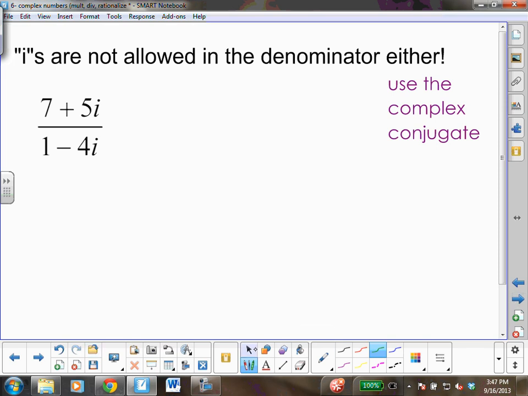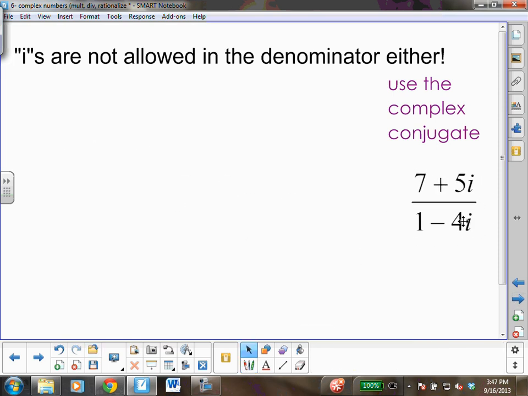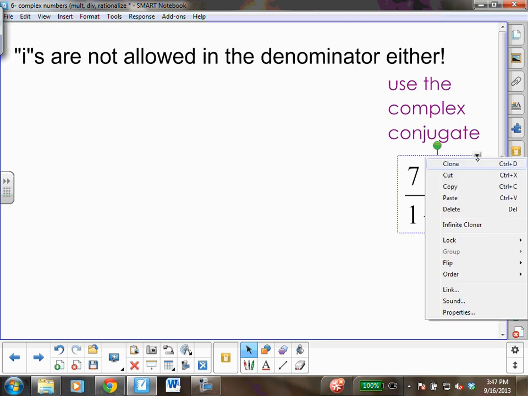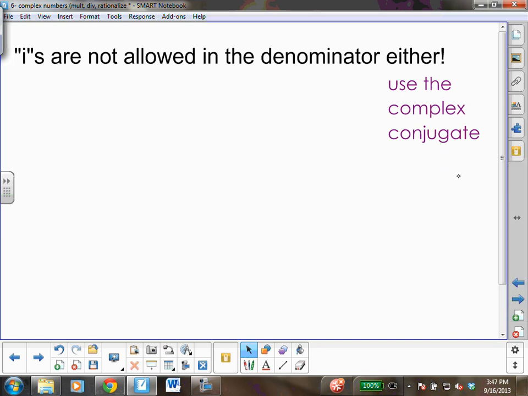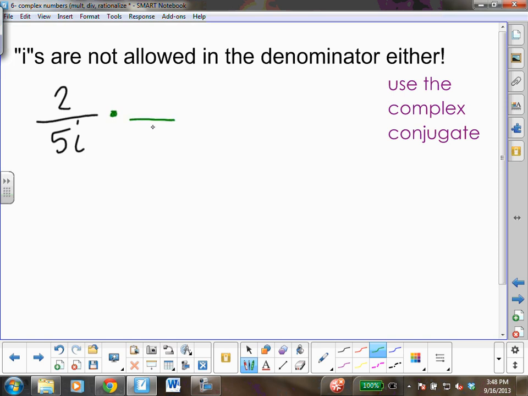Whenever we are dealing with i's in our problem, we don't really want to work with i's in the denominators of our fractions. So if I start off with the example 2 over 5i, I need to get rid of the i in the denominator. Similar to how we rationalize the denominator with radicals, you need to multiply the top and the bottom by a number that's going to make the denominator no longer have an i.